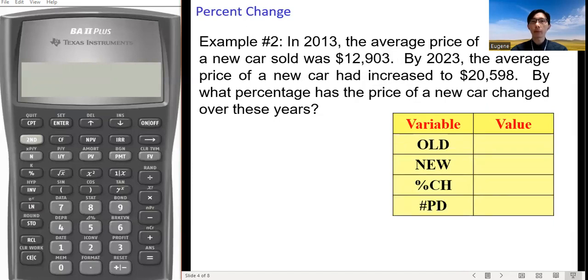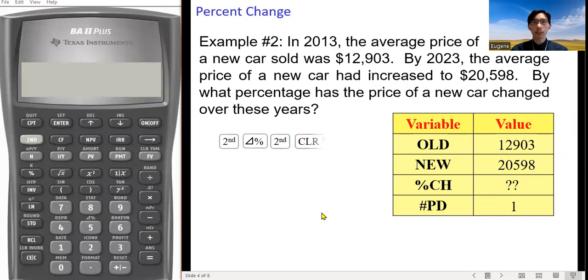Fill out the variables. The variable old is the price in 2013, $12,903. And the variable new is the price in 2023, $20,598. The next variable, percent change, we need to compute this variable. And then PD, this is a single period problem. PD is 1.